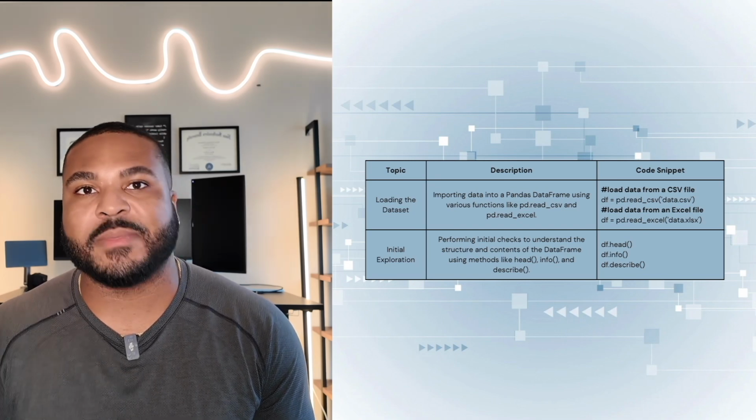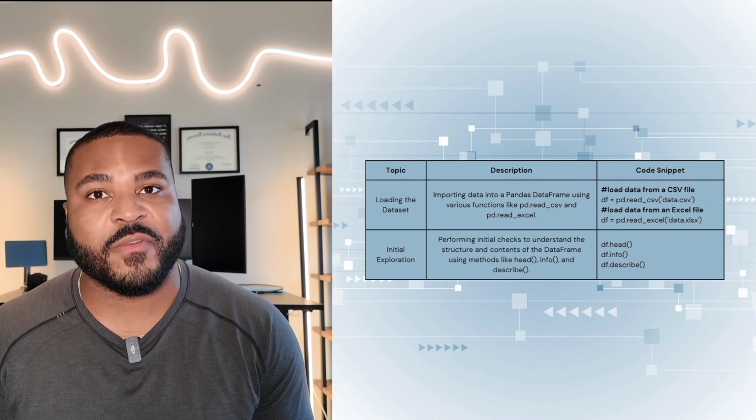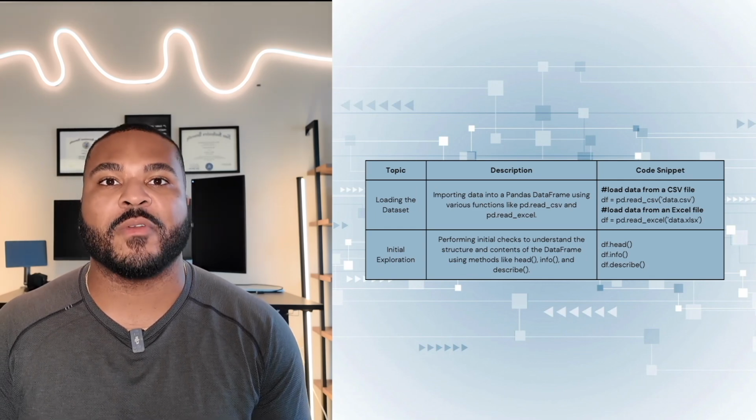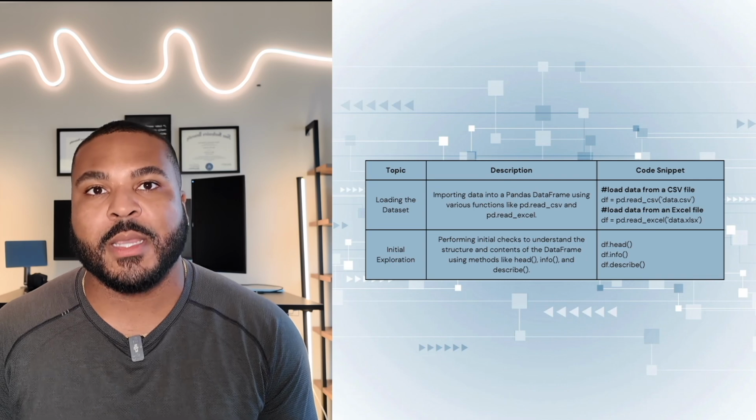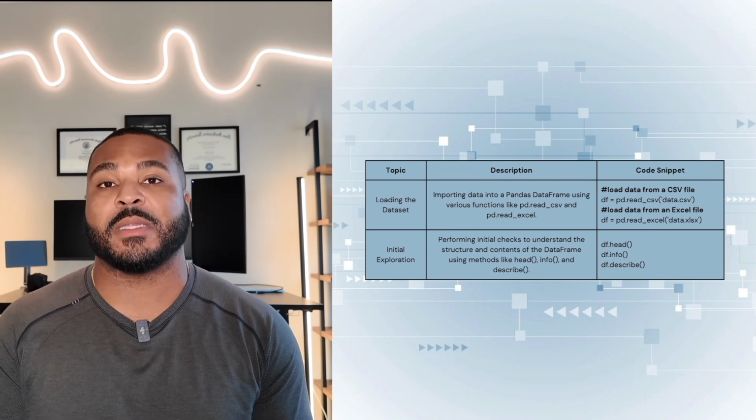The head method displays the first few rows of the data frame. By default, it'll show the first 5 rows, but you can specify the number of rows to display as an argument. This method is useful for quick inspection of the data and ensuring that it has been loaded correctly.